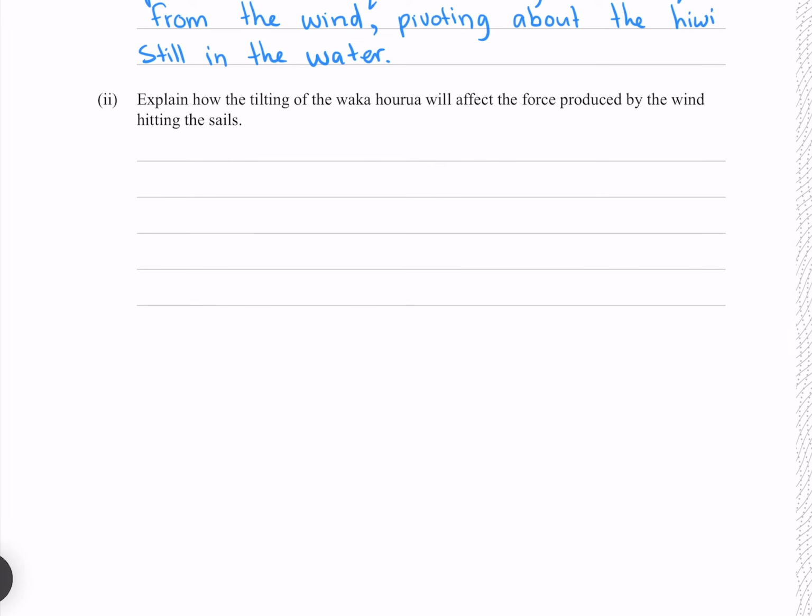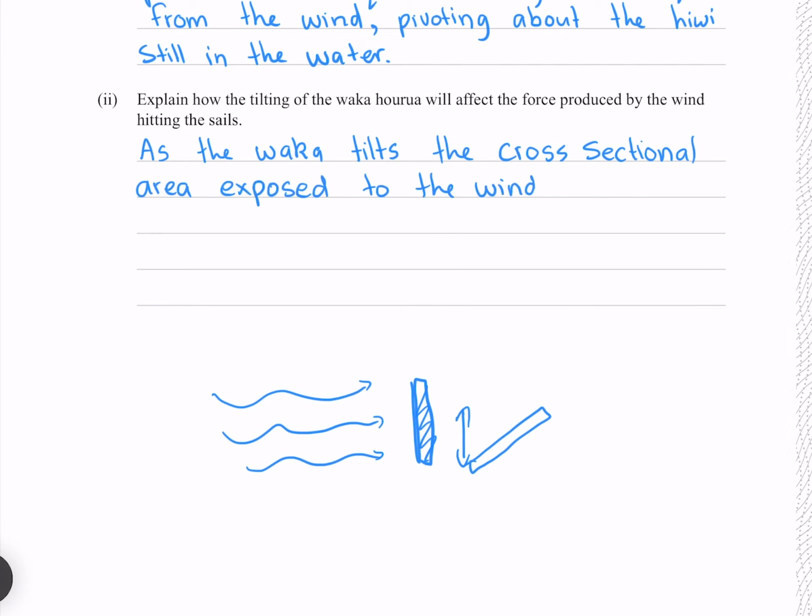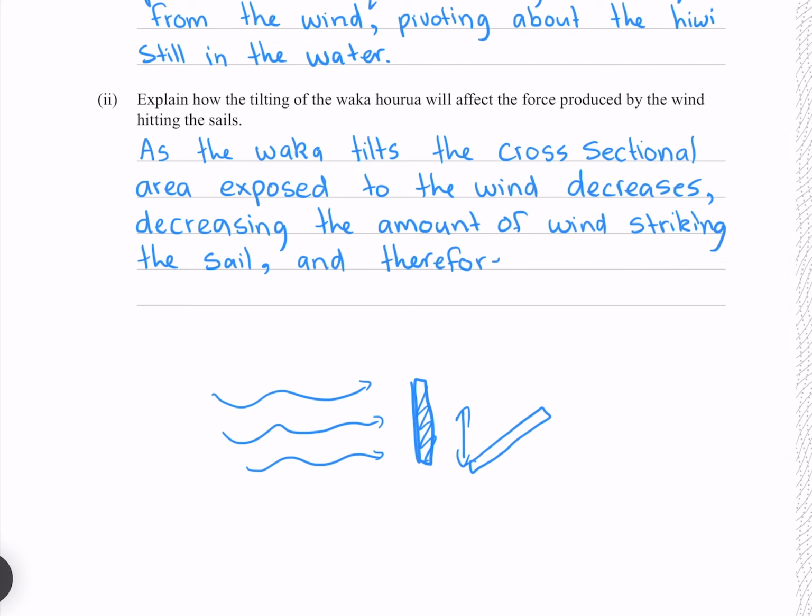Explain how the tilting of the wakahodoa will affect the force produced by the wind hitting the sails. If we imagine our wind blowing in this direction here, we're going to have the maximum area of our sail when it is upright. When it tilts, however, we're going to have less of an area exposed to the wind. As the waka tilts, the cross-sectional area exposed to the wind decreases, decreasing the amount of wind striking the sail, and therefore the force.